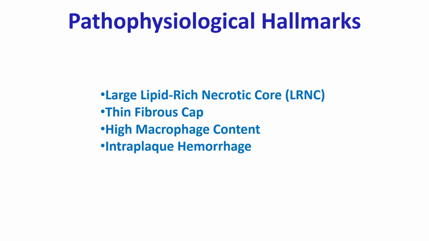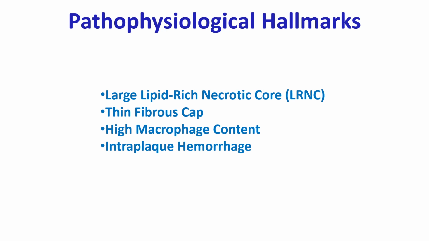A vulnerable plaque is often characterized by the thin cap fibroatheroma morphology. Key features include a large lipid-rich necrotic core, typically occupying more than 40% of the plaque volume. Thin fibrous cap, a cap thickness usually measured at less than 65 micrometers. This thinness makes the plaque structurally unstable against the mechanical stresses of blood flow.